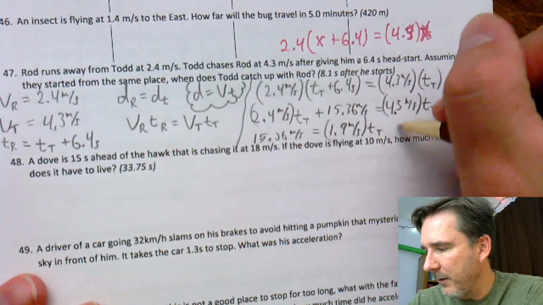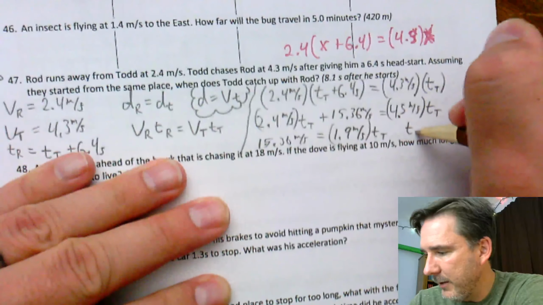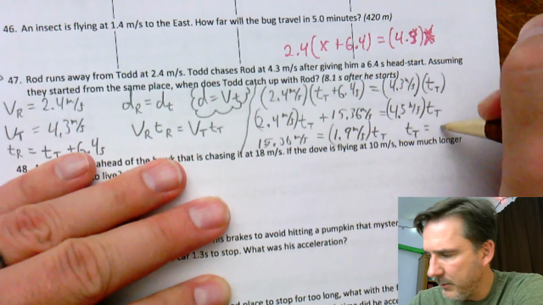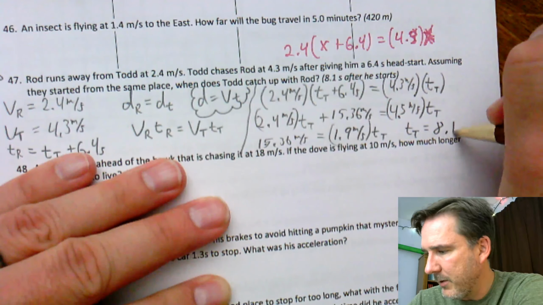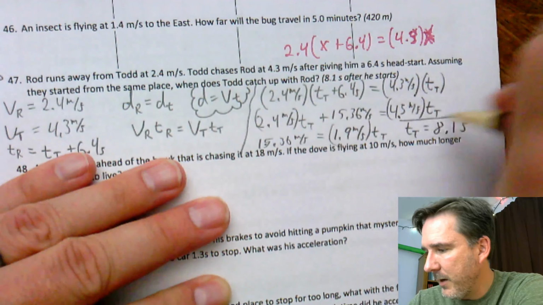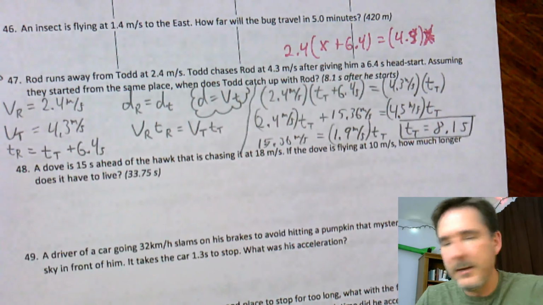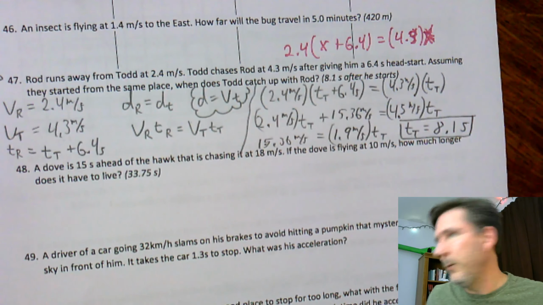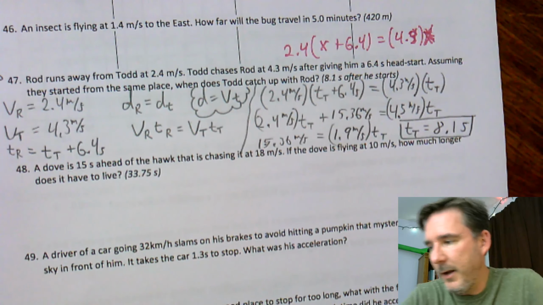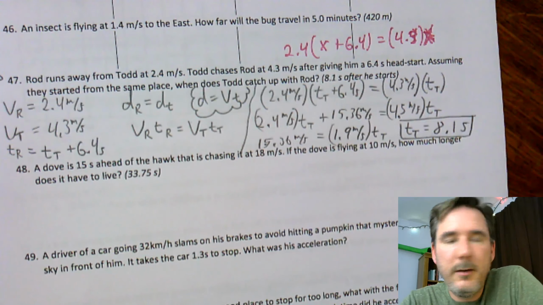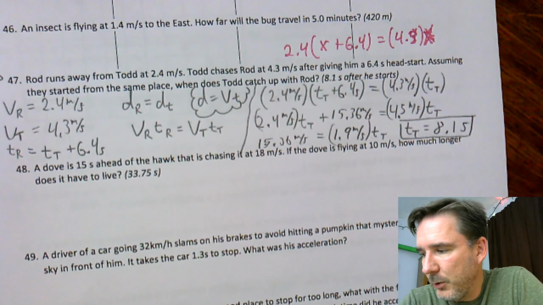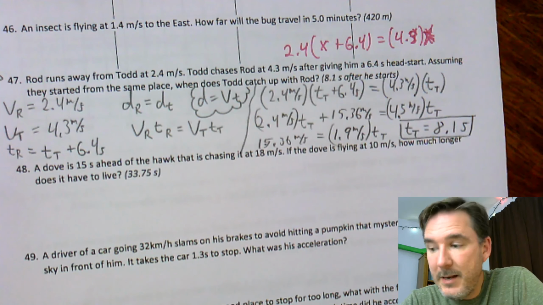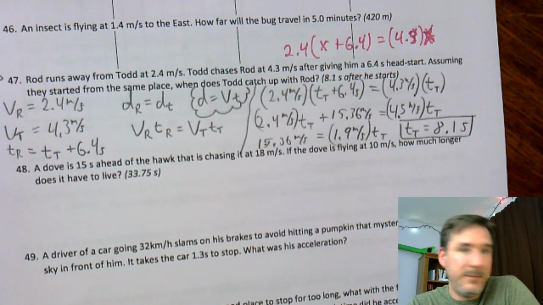And now I have solved, this is kind of getting tight here. Todd's time is equal to 8.1 seconds. And now you see why I have you put boxes around your final answer. That's how long Todd ran before he caught up with Rod. So that's that in a nutshell, the speedy version of that.